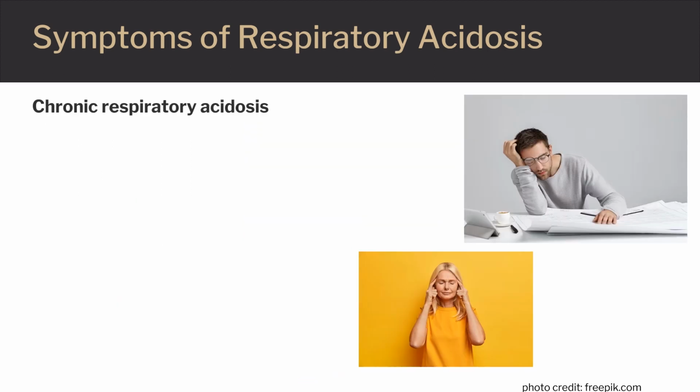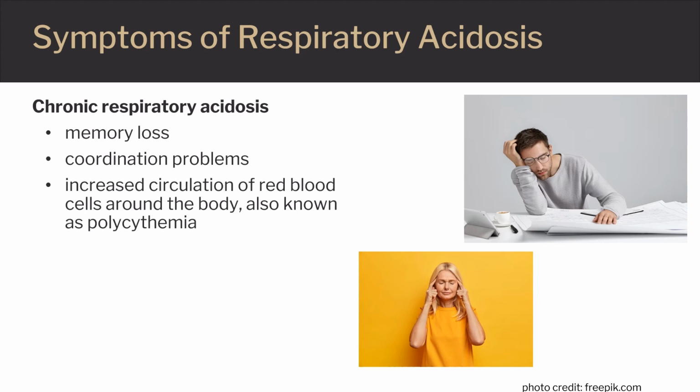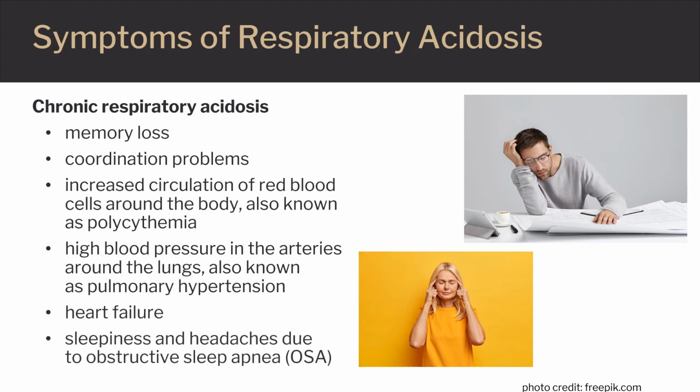The chronic form of respiratory acidosis doesn't typically cause any noticeable symptoms. When signs occur, they may include memory loss, coordination problems, increased circulation of red blood cells around the body, also known as polycythemia, high blood pressure in the arteries around the lungs, also known as pulmonary hypertension, heart failure, and sleepiness and headaches due to obstructive sleep apnea, OSA.